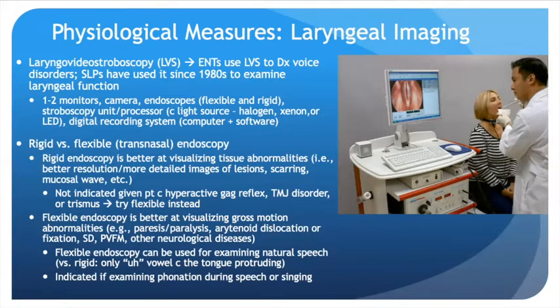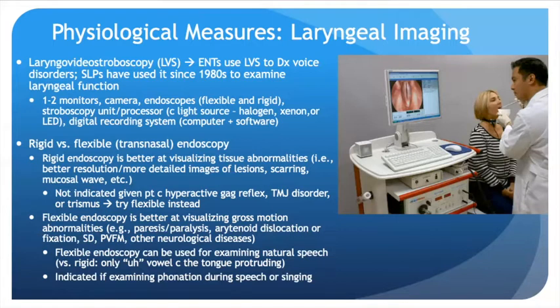It's not indicated in patients with a hyperactive gag reflex, TMJ disorder, or trismus. So with those patients, you might try flexible instead. But it is very useful for imaging lesions. Unfortunately, you can't do anything other than sustain a vowel while you're doing that, because the SLP or the ENT is holding the patient's tongue with a gauze pad and then inserting the rigid endoscope in through the oral cavity.